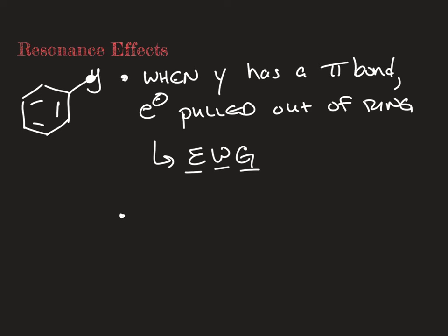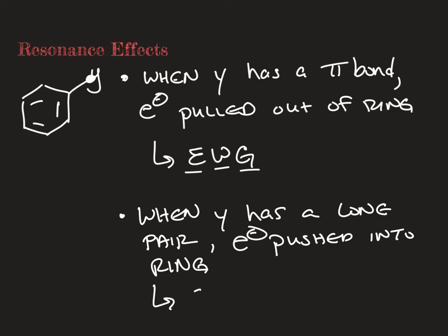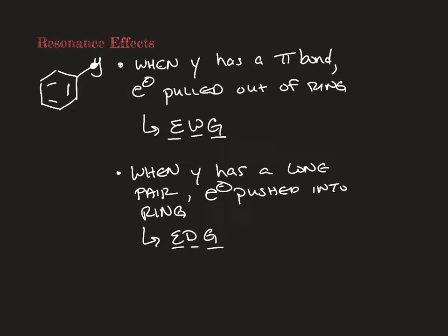When Y has a lone pair, those electrons are going to be pushed into the ring. So we're going to call that electron donating. So electron donating group. So that's the quick glance answer. Now let's look at drawing some of the resonance structures of these groups so we can see how this process occurs.